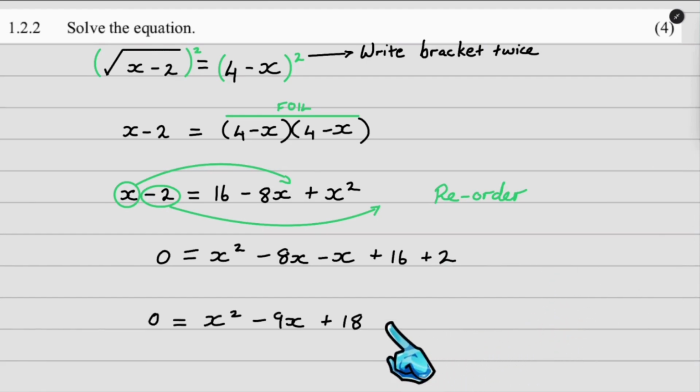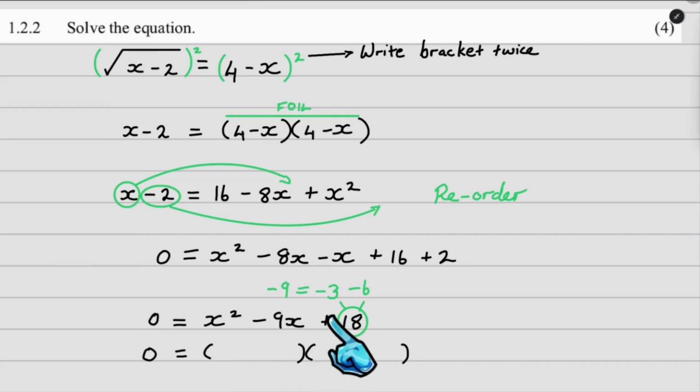Right, so for our standard form, I need to look at the factors of 18. That'll give me negative 9. 1 and 18 will not work. 2 and 9 will not work. 6 and 3, I think that will work. And then to get that negative 9 in the middle, I'm going to have to say minus 3 minus 6. And then I can formulate my two brackets. My first bracket will be x minus 3, and my second bracket will be x minus 6. And now I can jump to my two solutions of 3 and 6.